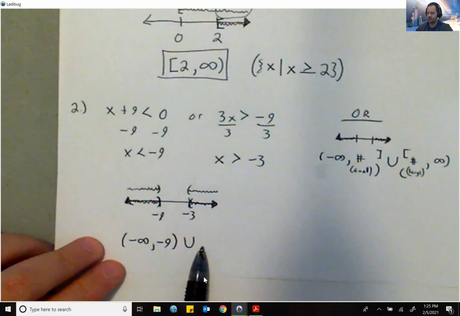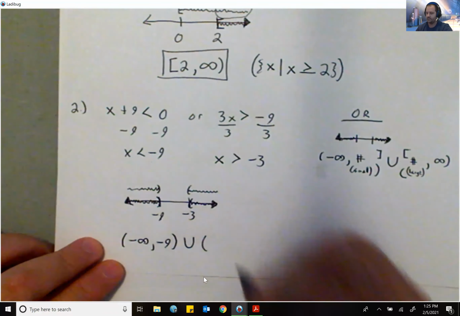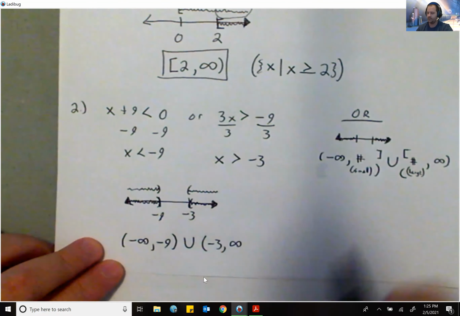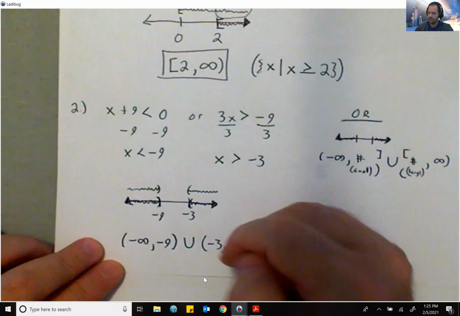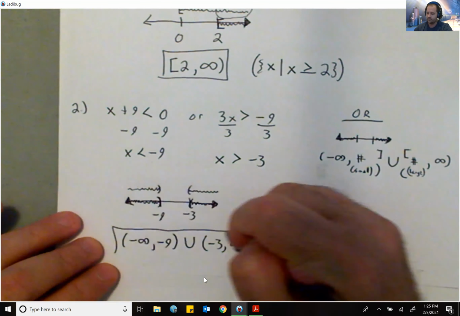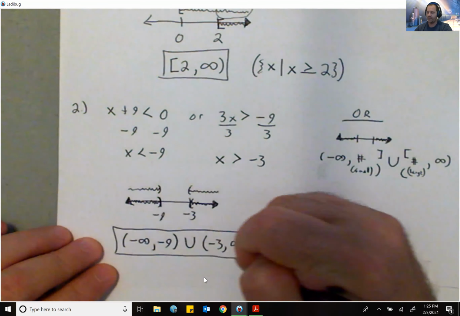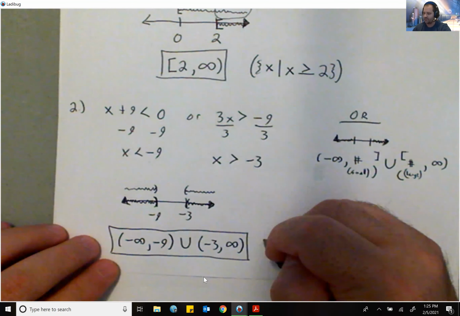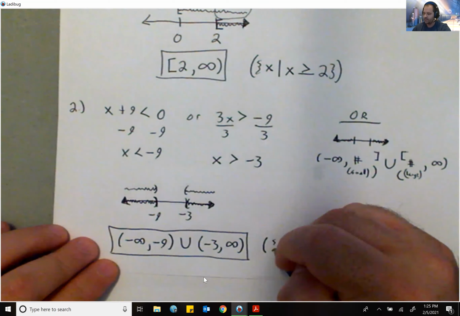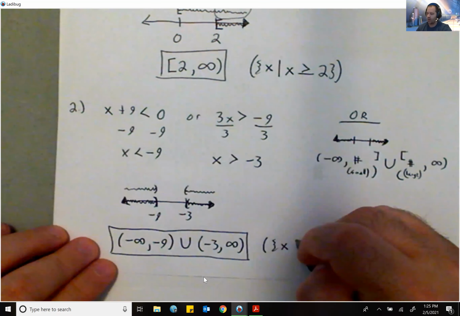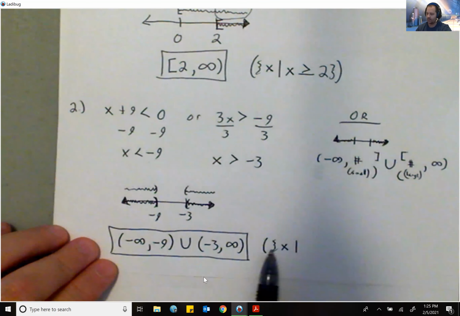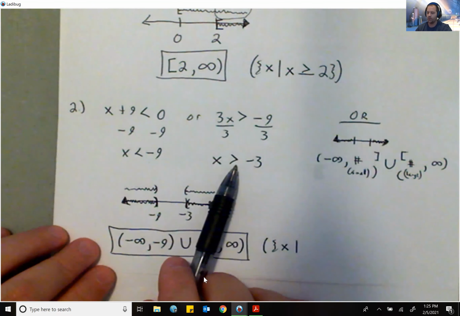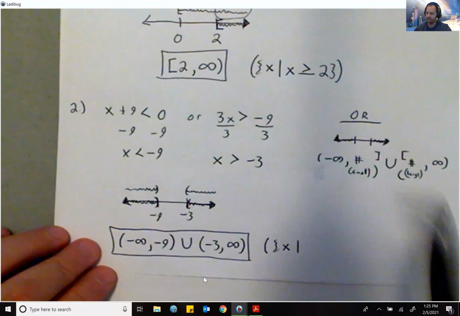Okay. Then what comes next? Is it a bracket or parenthesis? Parenthesis. Negative 3 to infinity. Yay. And on the end, parenthesis. There's our answer. That's the interval. If you did set notation, it would look like this. So our brace with x and our line, and then all you're going to do is write down these two answers with the word or between them.